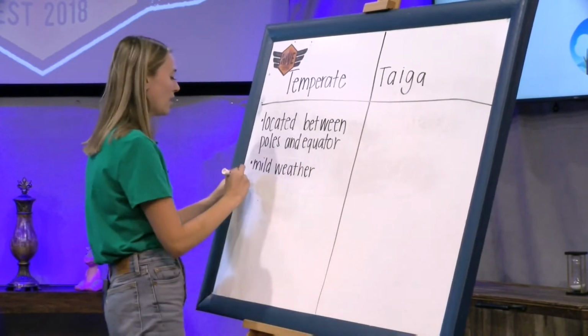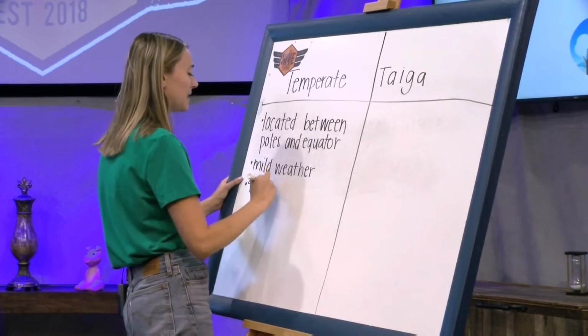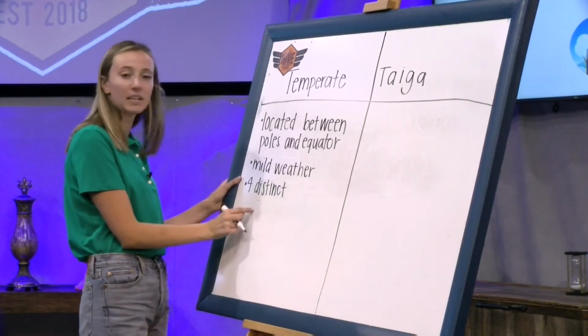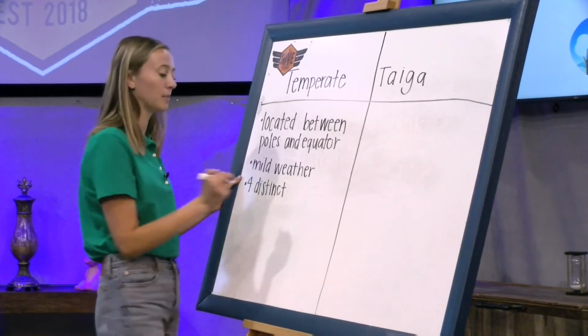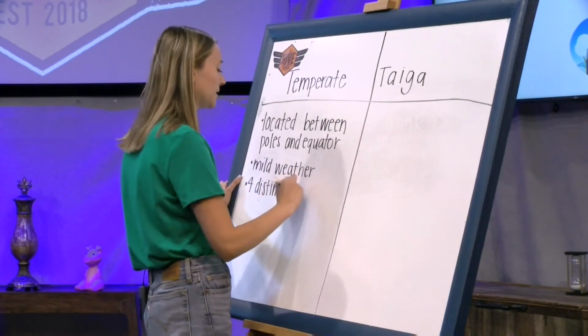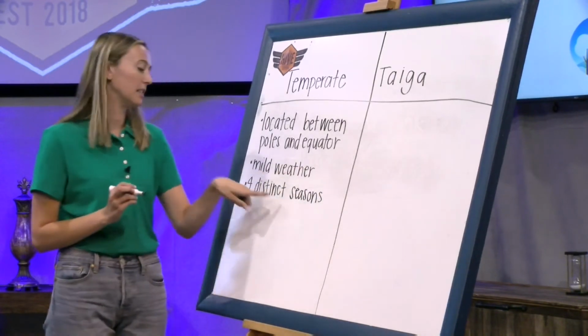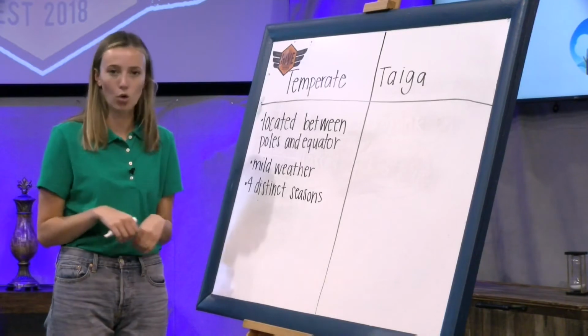And I'm going to say 4 distinct. Distinct means you know the difference between them. There's definitely a fall where it's very different than the winter. The winter is different than the spring, and the spring is different from the summer. 4 distinct seasons. Now, for example, in Haiti, you do not have 4 distinct seasons because you don't have a time where it snows or it's really cold.